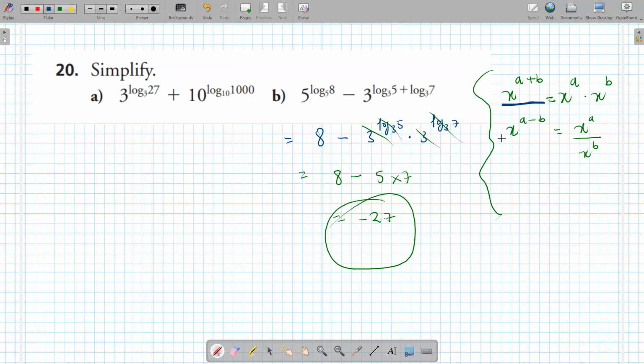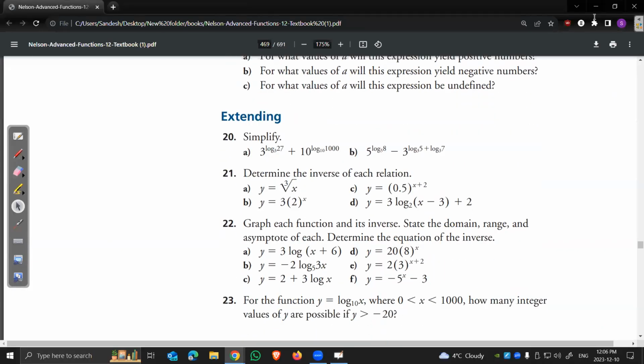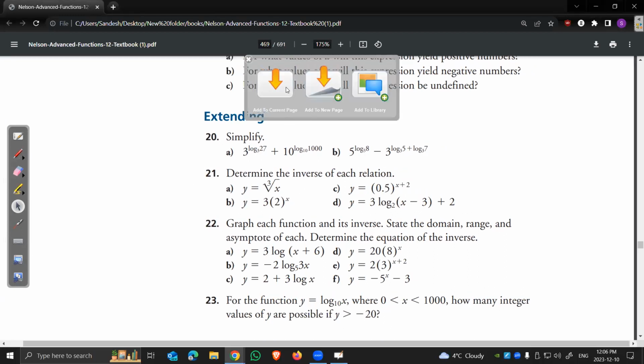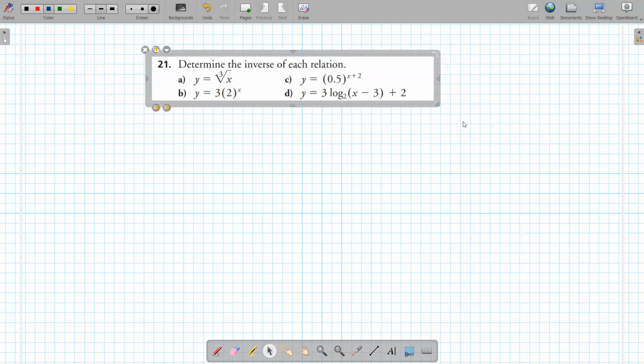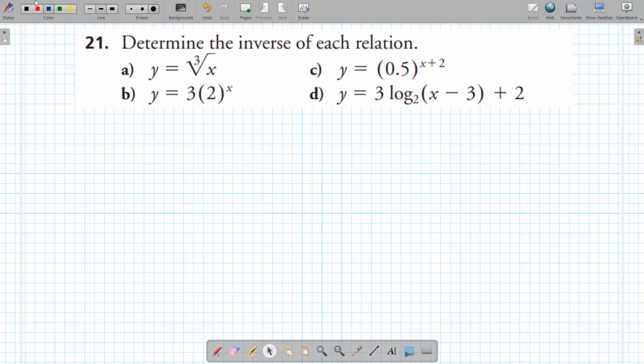We're gonna come up with a different set of laws for logs, but it kind of builds off of this, very, very similar to those. If it's a plus, then it's times. If it's a minus, then it's a division. So now here they're asking us to find the inverse of each relation. I think they're asking us to do this algebraically.